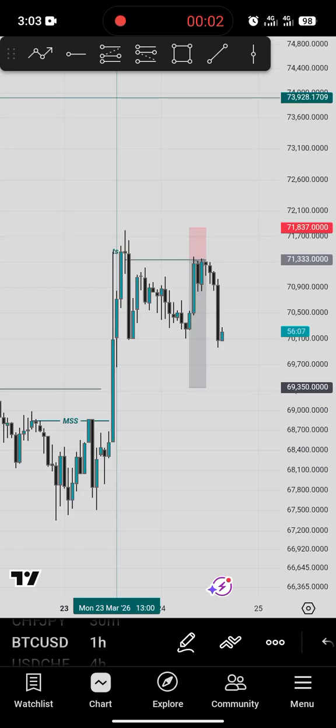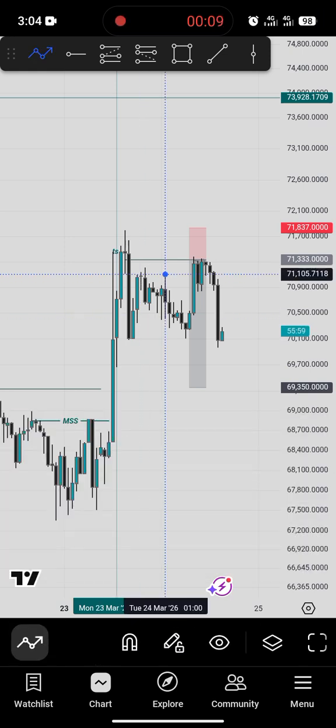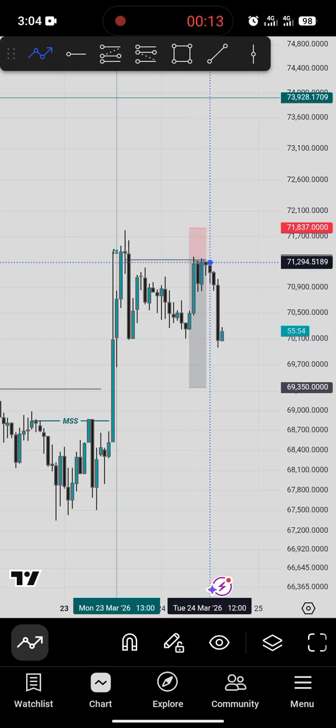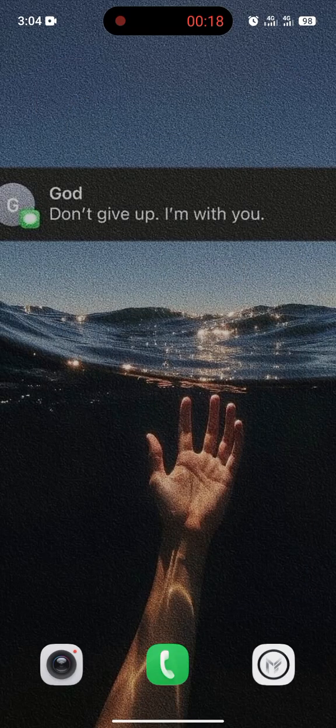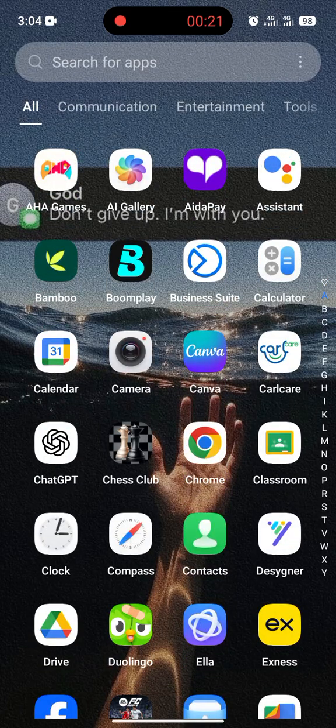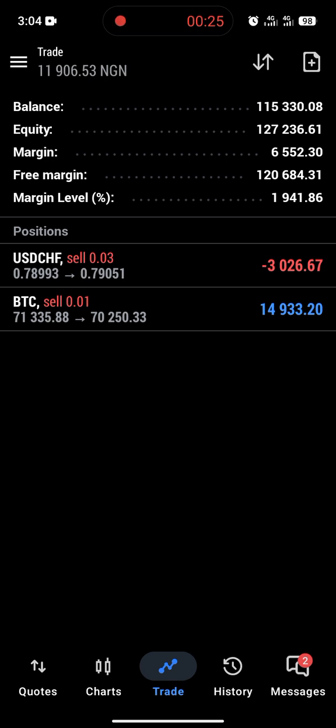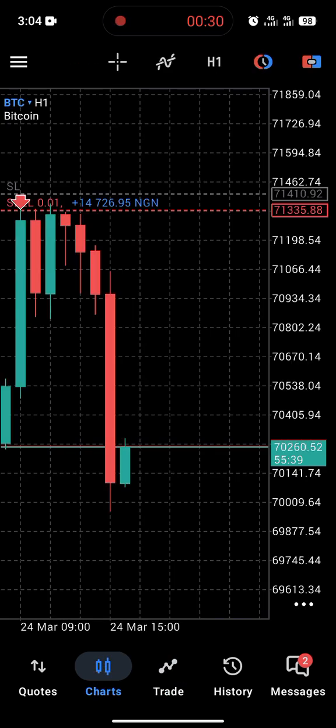So this is BTCUSD, and this is the sell setup I saw today, and I am still on this trade. This is a live trade now, so I'm still on it. This is the evidence that I'm still on this trade. This trade is running. See, that's 14,000. I'm using 0.01 lot size, and this is 14,700 now. So this is still running.